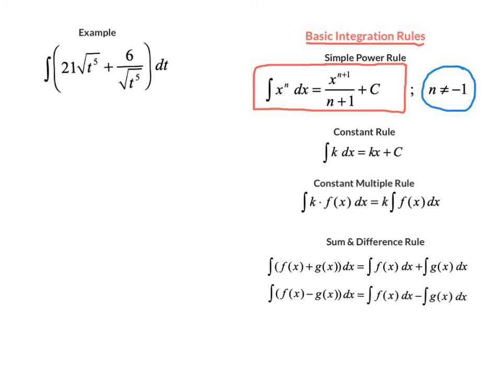And then we combine that with a few other important basic rules. We have the constant rule. The integral of a constant dx is the constant times x plus C. Basically just a special case of the power rule where your integral is kx to the 0, if you want to think of it that way.